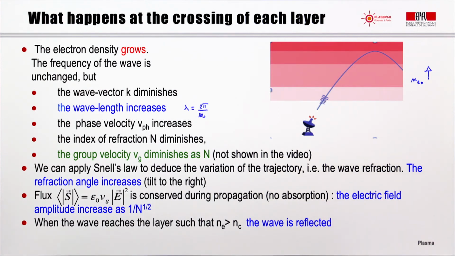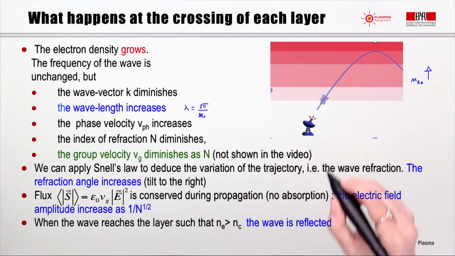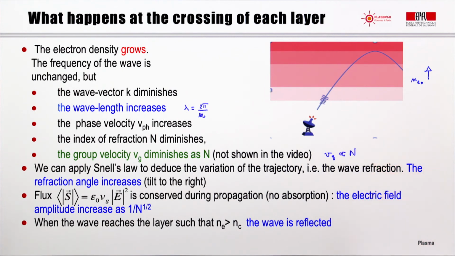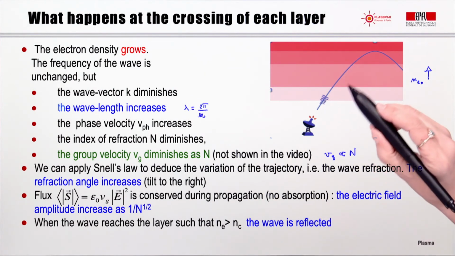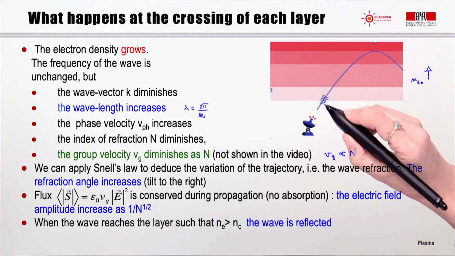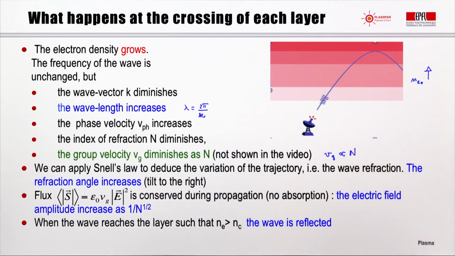The phase velocity increases and the index of refraction diminishes accordingly. The group velocity will also diminish as the density increases. Vg is proportional to n, the index of refraction, which diminishes. This is not shown in the video, but in fact what will happen is that light will slow down as it reaches the higher levels of the ionosphere. Then we can apply Snell's law to deduce the variation of the trajectory. So the impinging angle is increased, and this corresponds to a tilt to the right and gives this trajectory.